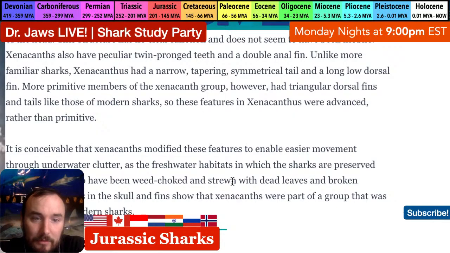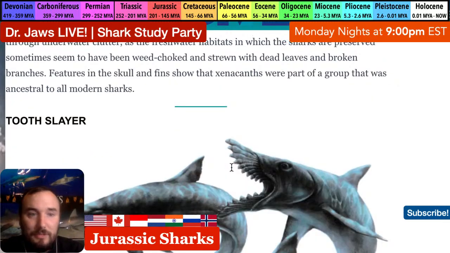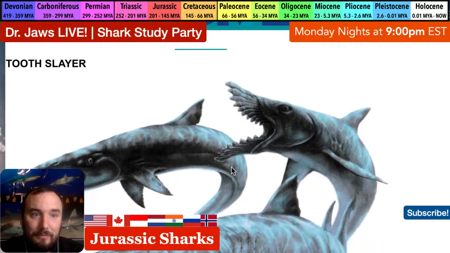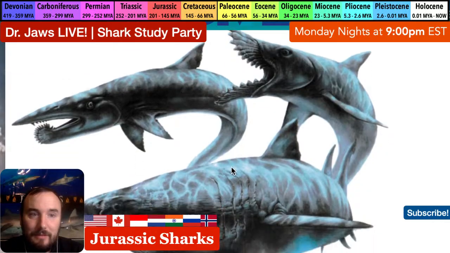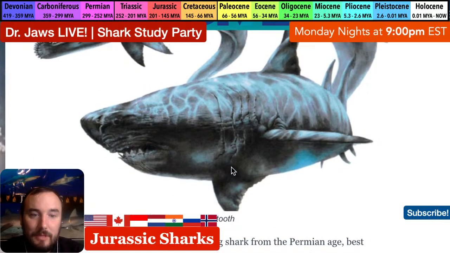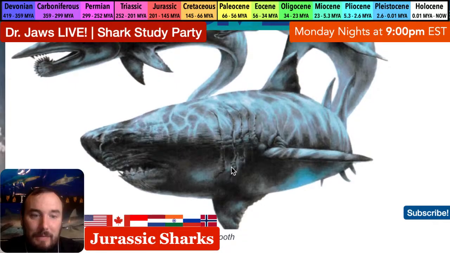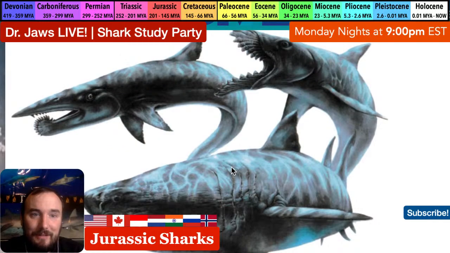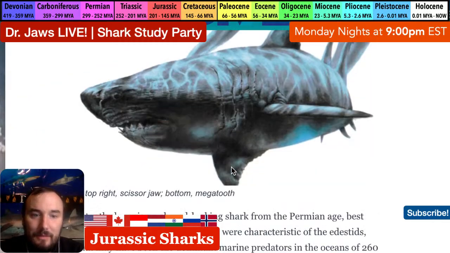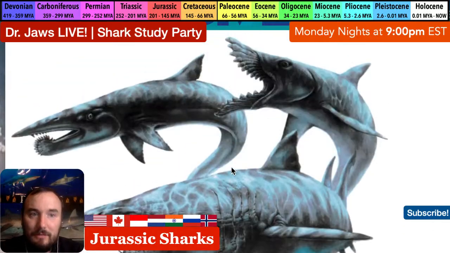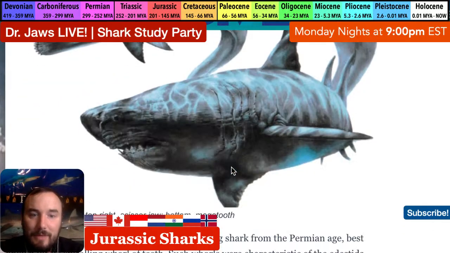Features in the skull and fin show that Xenocanths were part of a group that was ancestral to all modern sharks. Tooth Slayer, so these are really funny names, but I kind of love that. So that's that original image. Okay, so top left is Tooth Slayer, which is Helicoprion. The top right is Scissorjaw, which is Edestus, and then the bottom is Megatooth, which I'm not sure what kind of shark that is.